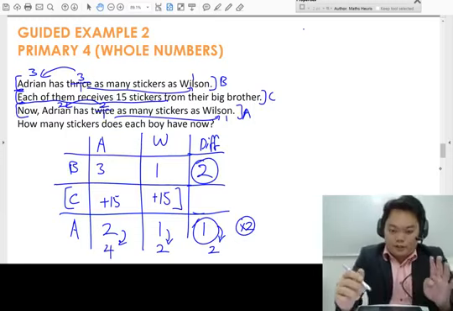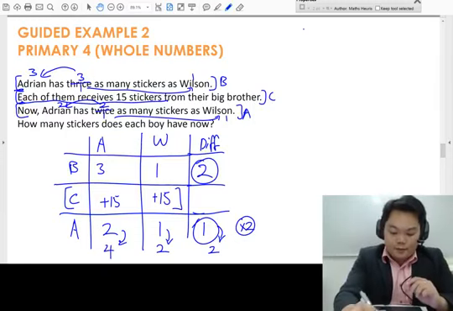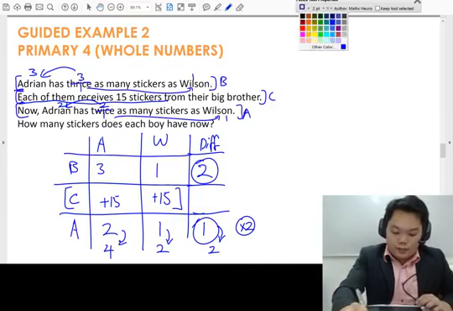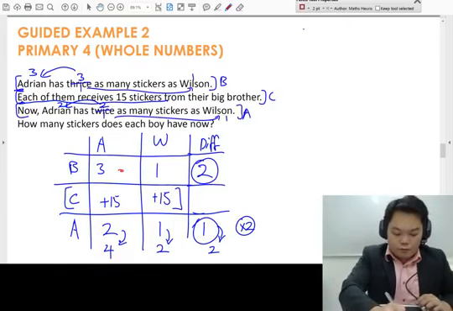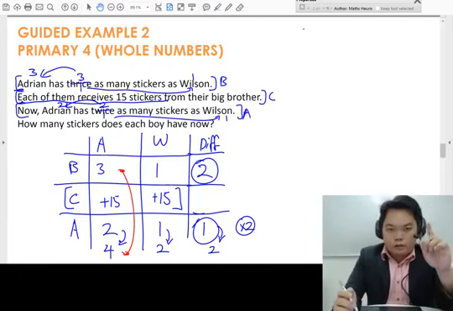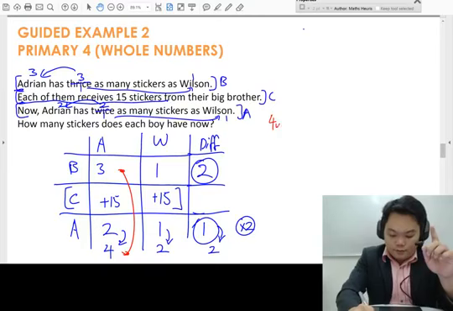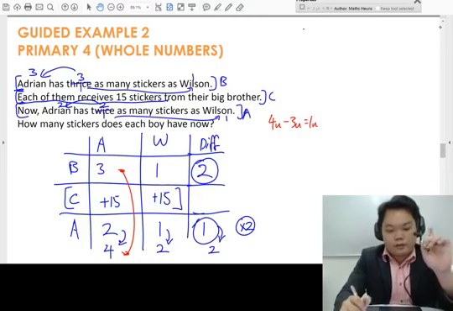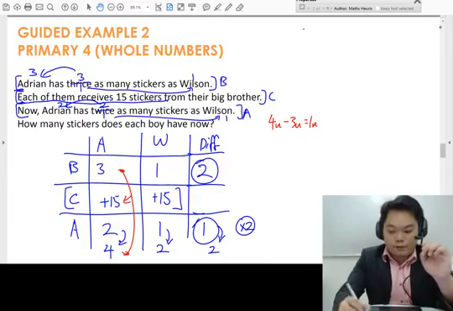So once we got this already, we can now say that from 3 units up to 4 units, there was a change of 1 unit. This 1 unit came about from the 15 stickers that each of them received.